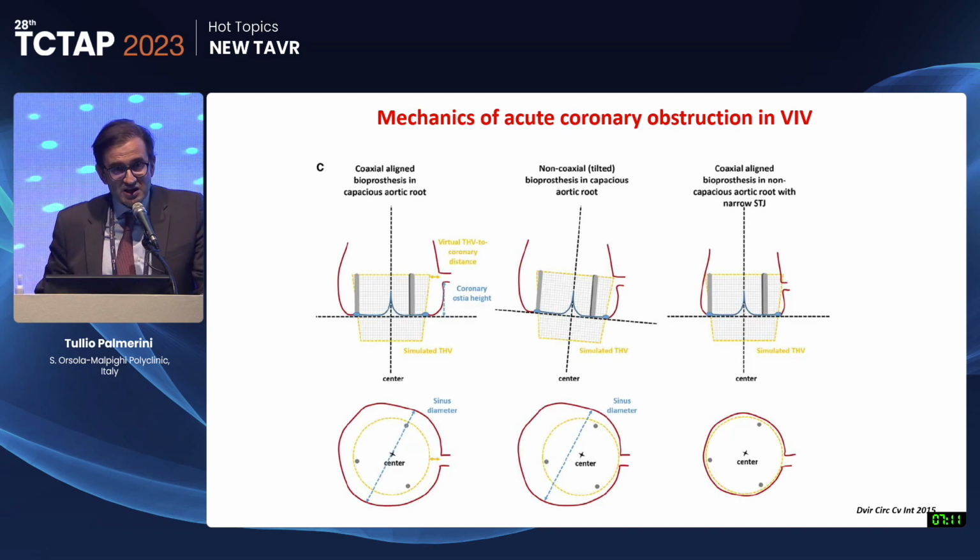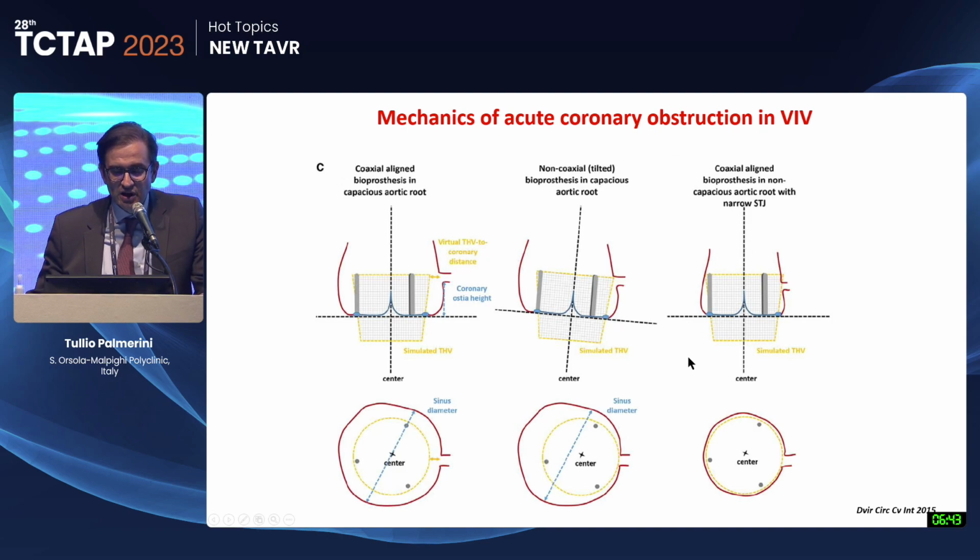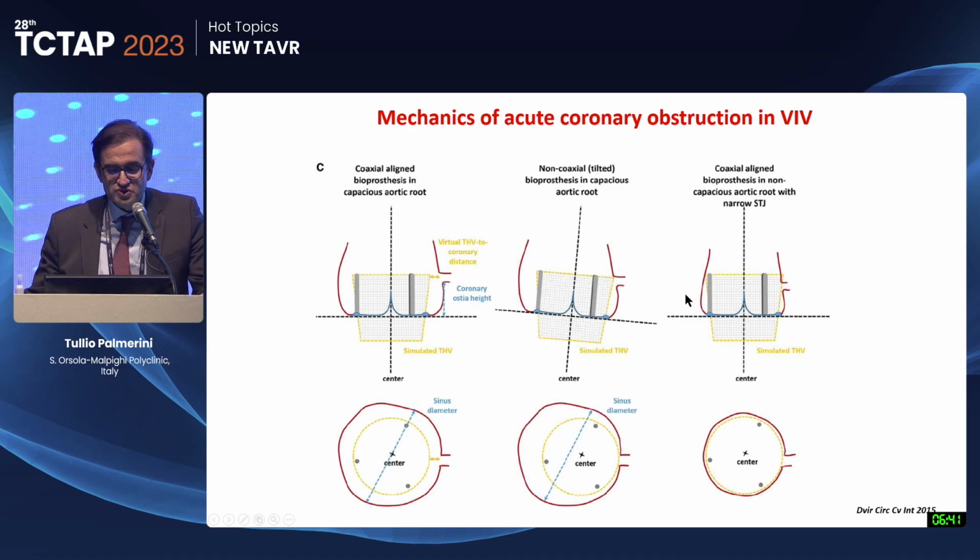There is a third mechanism that we should consider for valve-in-valve procedures, which is coaxiality of the bioprosthesis in relation to the capacity of the aortic root. If we have a coaxially aligned bioprosthesis in a capacious aortic root, there is no risk of coronary occlusion, whereas if the bioprosthesis is tilted or the aortic root does not have enough capacity, you may have coronary obstruction.